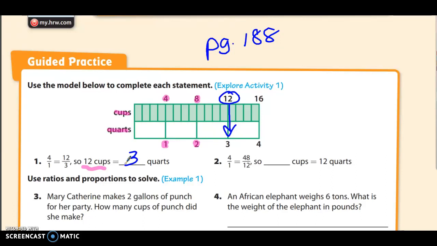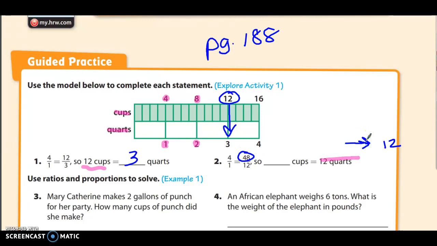And then on number 2, you're going to recognize that this information is not on the table. The table's too short. It says right here, 4 over 1 equals 40 over 12, so blank cups equals 12 quarts. So where would 12 quarts be? It'd be way over here. We've got 1 quart, 2 quarts, 3 quarts, 4 quarts. It'd be way over here, like way out there. But I can get the answer. It's already given to you, but even if I didn't know that, it's already given to you.